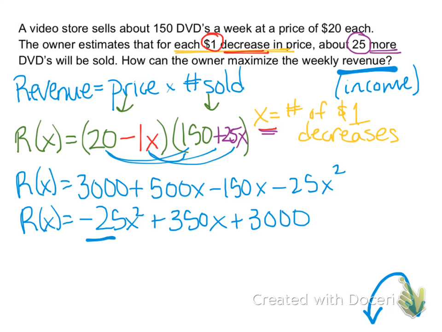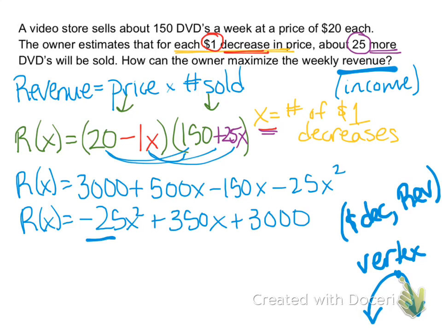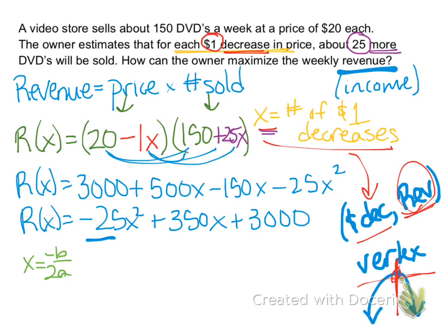Well, keep in mind the vertex is the highest point, and in terms of an x and a y coordinate, my x is the number of times I'm going to decrease the price, and the vertex is the highest value that it's going to reach, so that's going to be the most revenue that I'm going to be able to make. So in order to find the maximum revenue that I want to make, I need to find the y coordinate of the vertex. Well, in order to do that, I need to find the x coordinate of the vertex. So using opposite b over 2a, I get that my x coordinate is 7.